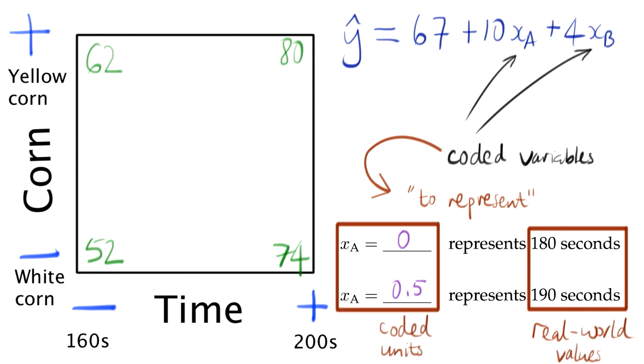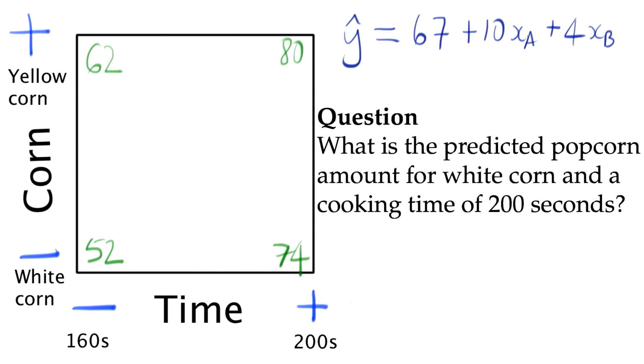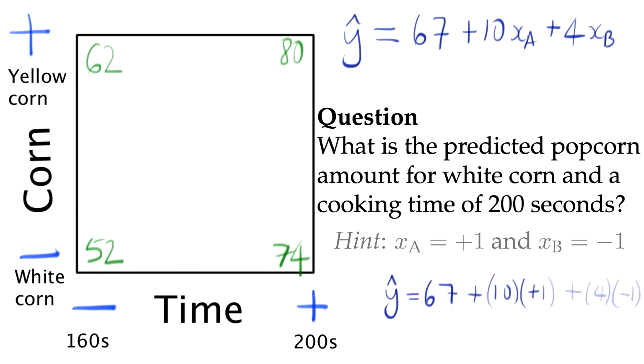Now I have another question for you. What is the prediction for the case when we are using white corn and a cooking time of 200 seconds? Feel free to pause the video and answer that question. I'll give you a hint if you are stuck. XA is coded as +1 for 200 seconds of cooking time, and XB is coded as -1 for white corn. So the prediction is 67 plus 10 minus 4, which gets you a value of 73.